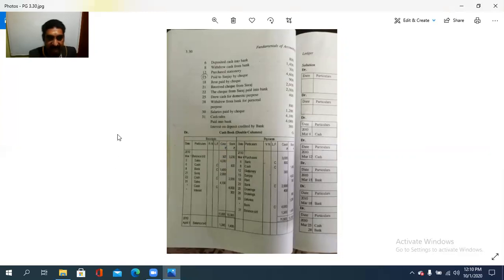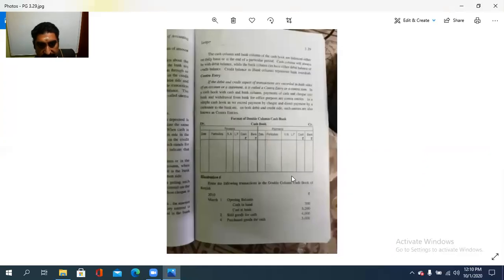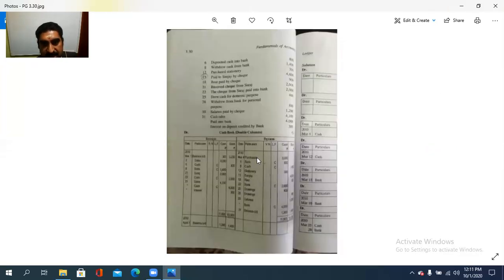So there will be a cash column and bank column on the receipt and the payment side. So based on the situation only, we need to put that one. Then next is what? Next item, purchased goods for cash. So what is that? Purchase account debit to cash. So on the credit side, by purchases, see, purchases in the cash column, it is coming 3,000.